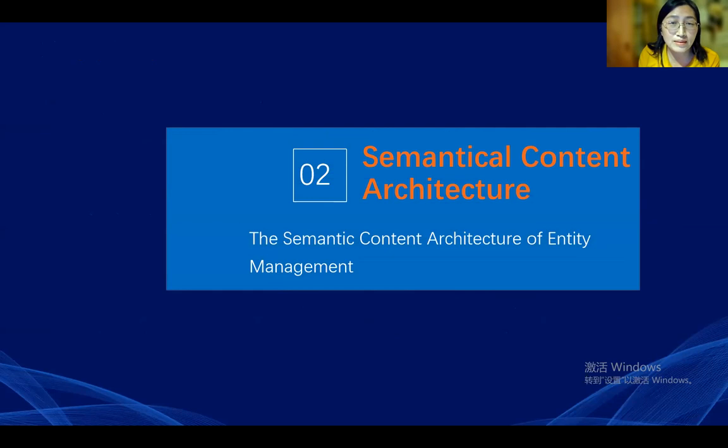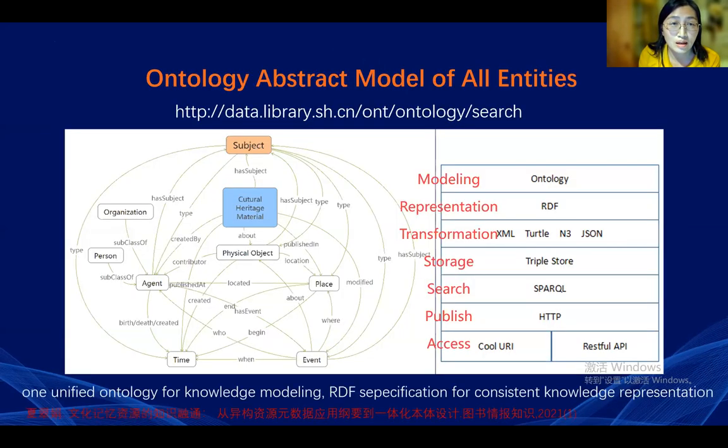Now I will talk about the semantic content architecture of entity management. The ontology abstract model integrates all different kinds of entities and resources together. It's based on one unified ontology for data modeling and linked open data technologies for data publishing, interlinking, and open access. The one unified ontology is composed of several ontology application profiles of different kinds of entities and special collections.